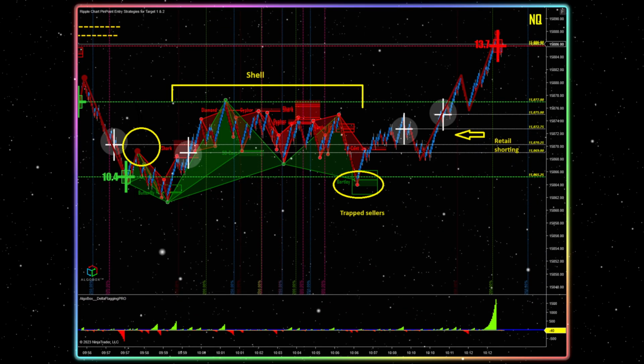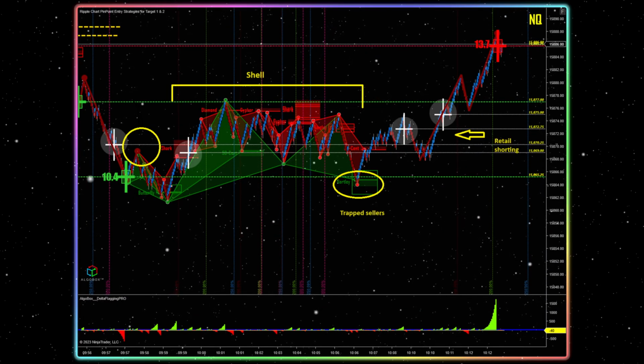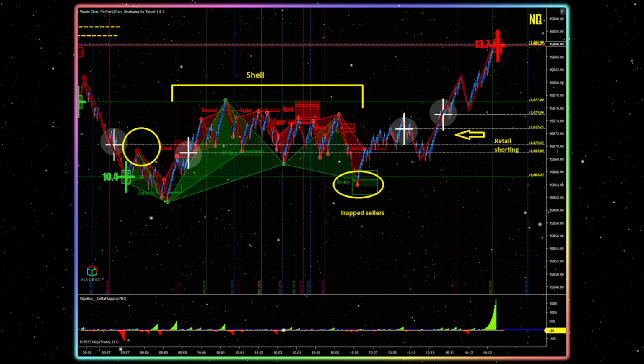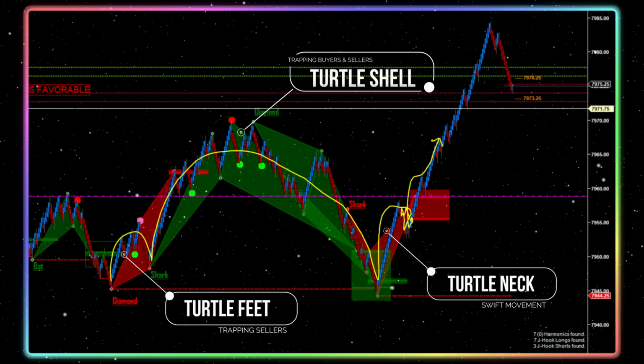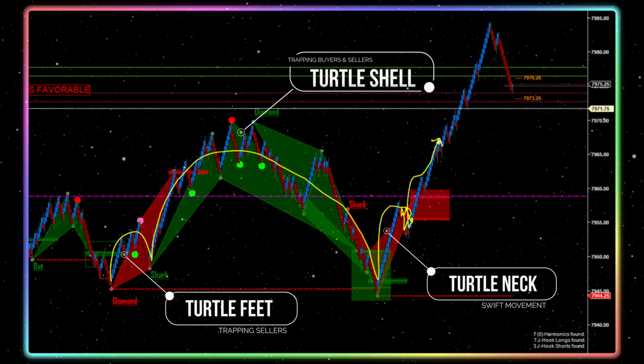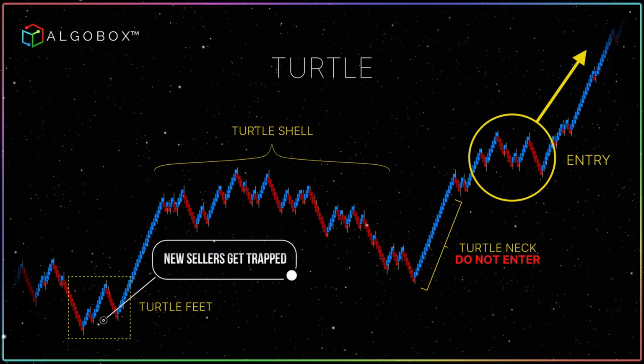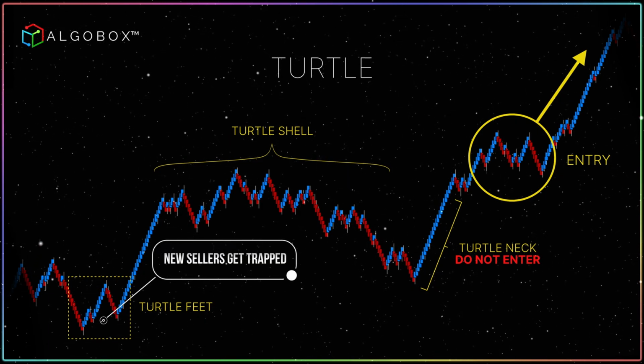The turtle strategy is based on a price structure trap pattern. Once the pattern forms, it can lead to a swift and extended move. Patience is key when stalking trades while this pattern unfolds. The turtle feet is where new sellers often get trapped.